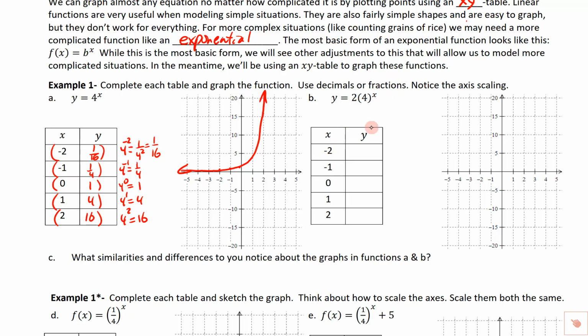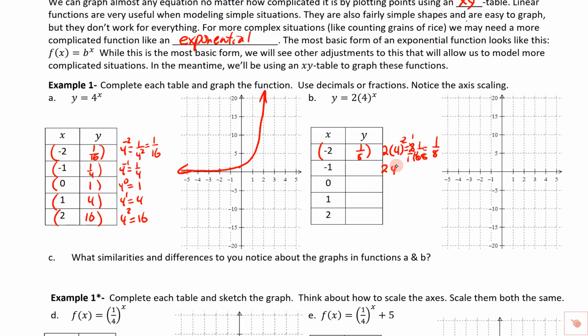We'll plug in the -2, so this is going to be 2 times 4 raised to the -2, so this is 2 times, remember, this was 1/16. So we end up with, if we think of that as a fraction, I'm going to do some cross-canceling here. 2 goes in here once, goes in here 8 times. So this is a 1/8. All right, so we'll graph that one.